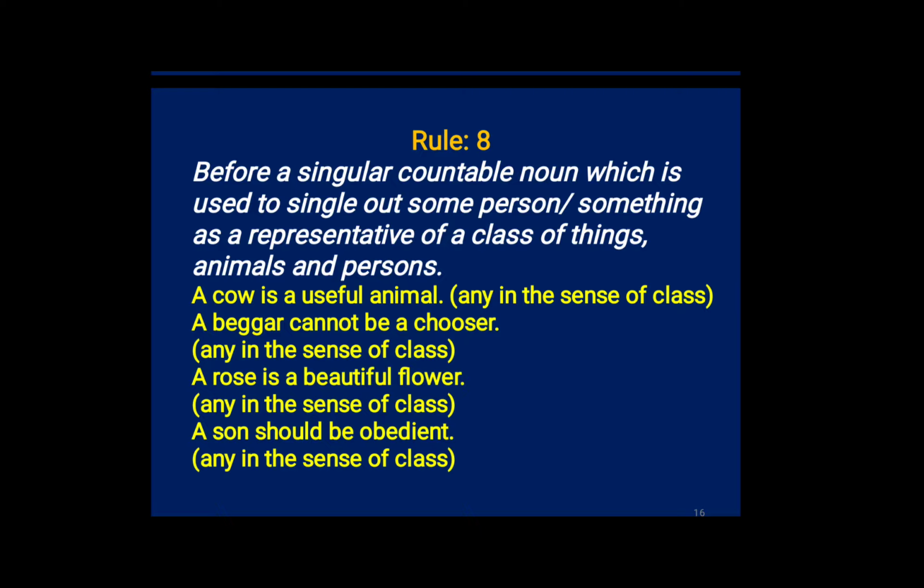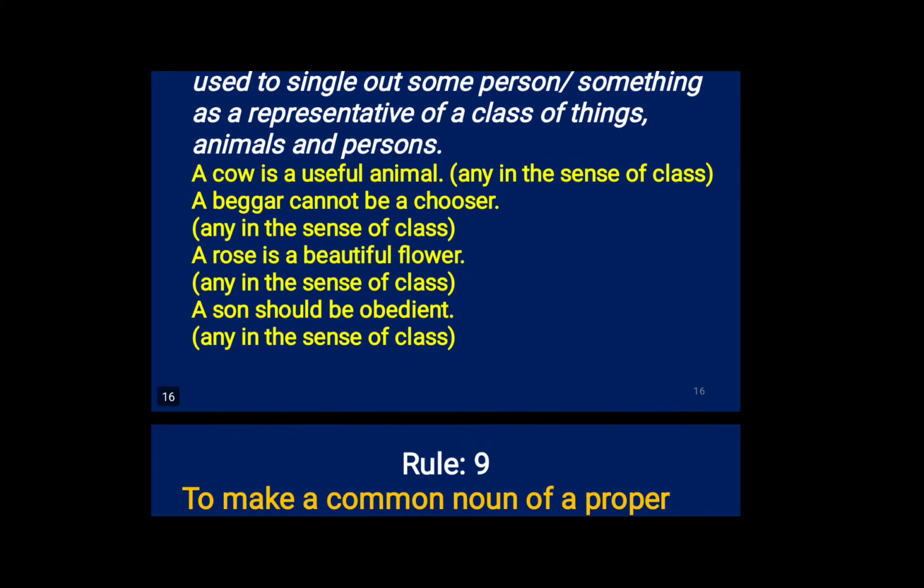In the sense of class, look here. A cow is a useful animal. We are saying a cow. Before the singular countable noun cow, we are using a, and it denotes some sense of class of animal, useful animals. A cow is a useful animal. A beggar cannot be a chooser. A rose is a beautiful flower. A son should be obedient. So here also we use the indefinite article a.